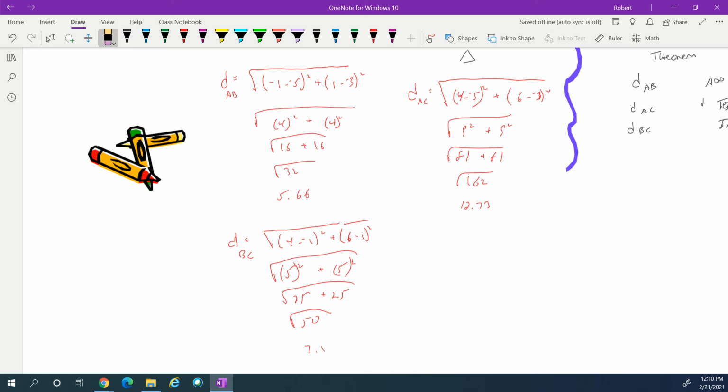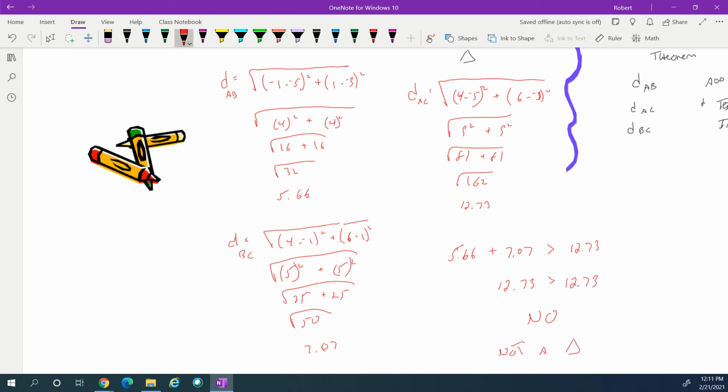And now we would test adding our two smaller numbers, 5.66 plus 7.07. Let's do hundredths to be consistent. And we're testing, is that more than 12.73? It's actually exactly 12.73. Is 12.73 greater than 12.73? And this is no. So this is not a triangle.